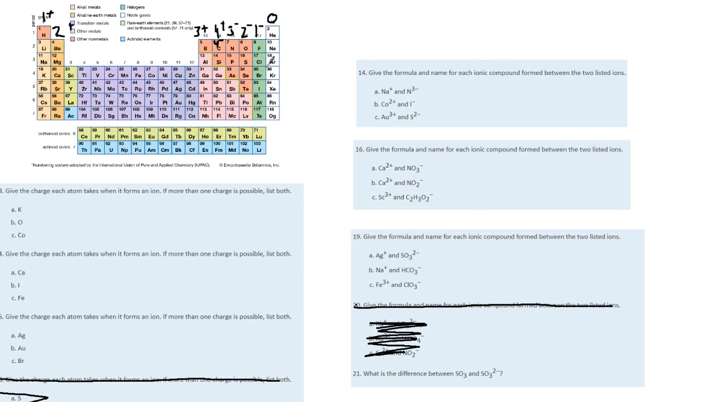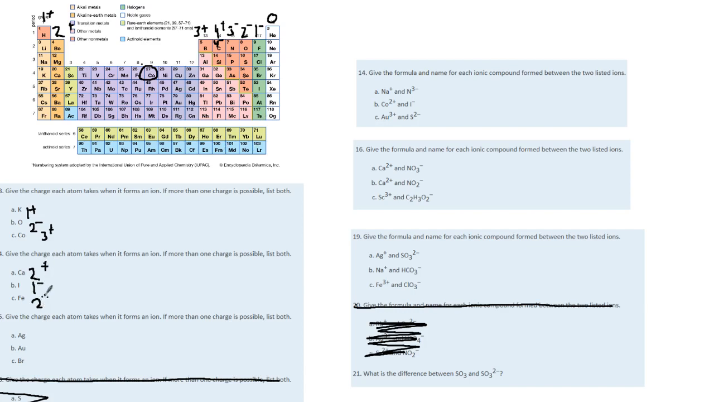So K would be potassium 1 plus, oxygen 2 minus, and Co is cobalt. Where's cobalt? Co is cobalt. Cobalt actually has 1 charge only. It's 3 plus from the previous lesson. Ca is calcium, which is a 2 plus. Iodine is a 1 minus.